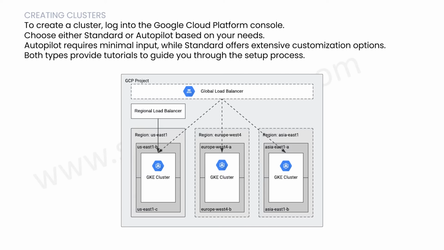To create a cluster, log into the Google Cloud Platform console. Choose either Standard or Autopilot based on your needs. Autopilot requires minimal input, while Standard offers extensive customization options. Both types provide tutorials to guide you through the setup process. Autopilot suits most use cases with its ease and efficiency. Standard is best for advanced needs. Remember, you can't convert between types, so choose wisely. Experiment with both to find what works best for you.